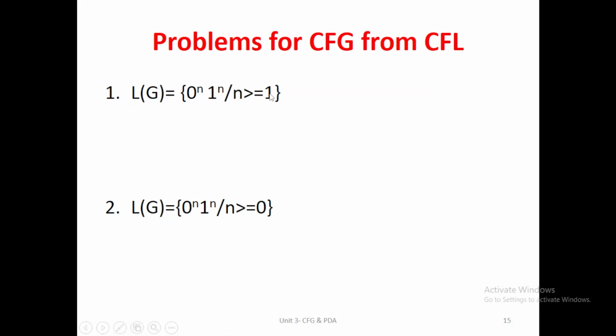I already gave the formation of a language in the first unit, so once again I repeat it. If you substitute n equal to 1, the string is 01. If n is 2, it is 0 squared 1 squared, written as 0011. If n is 3, 0 cube 1 cube, written as 000111. Like that the strings go on, so it is an infinite set.